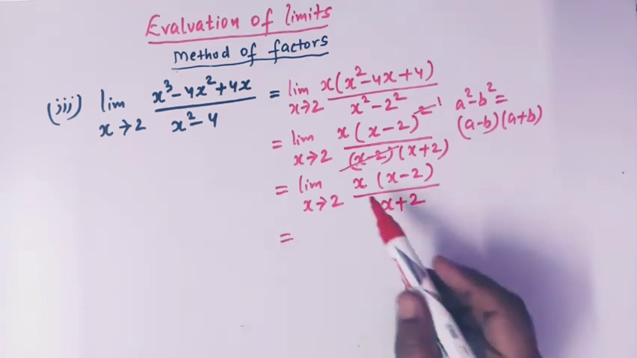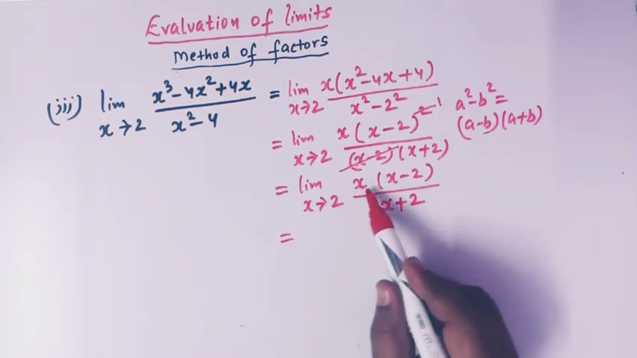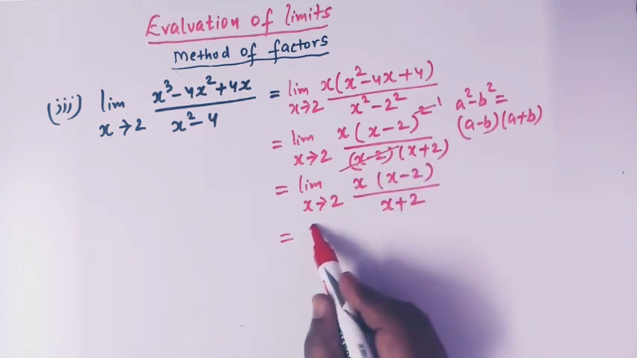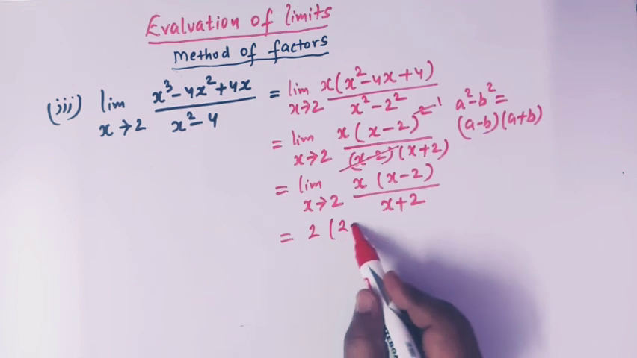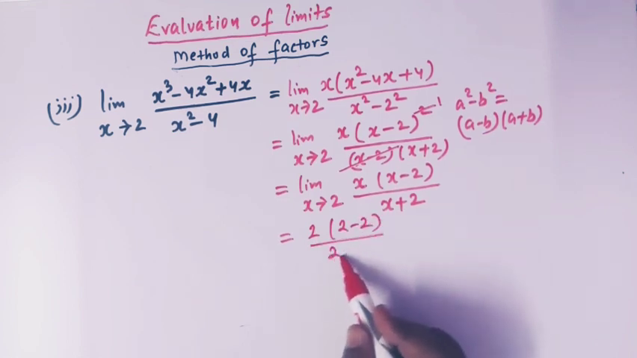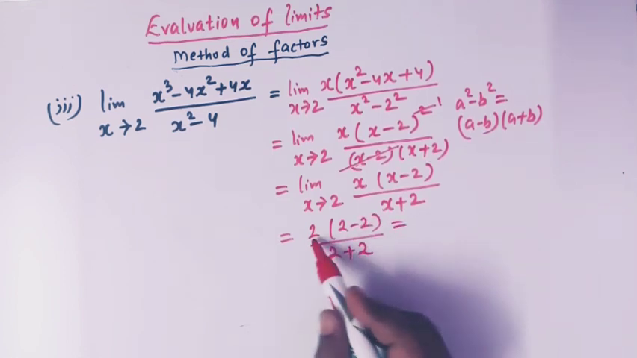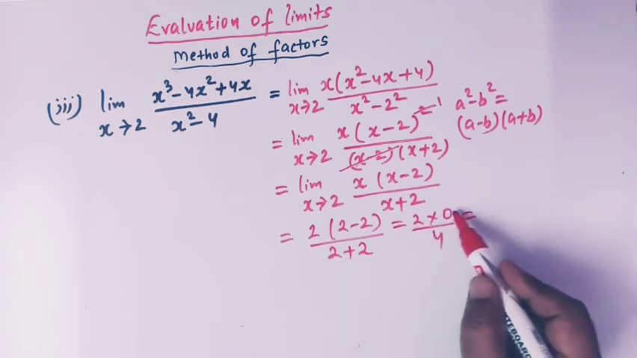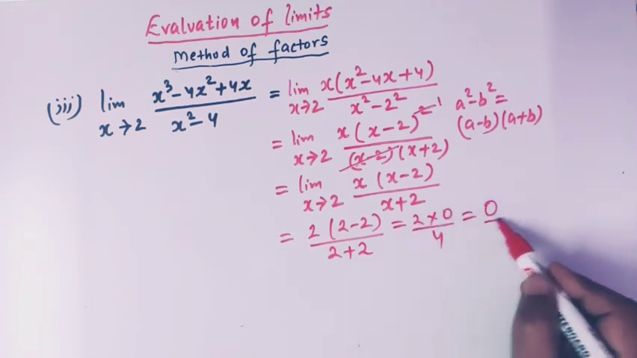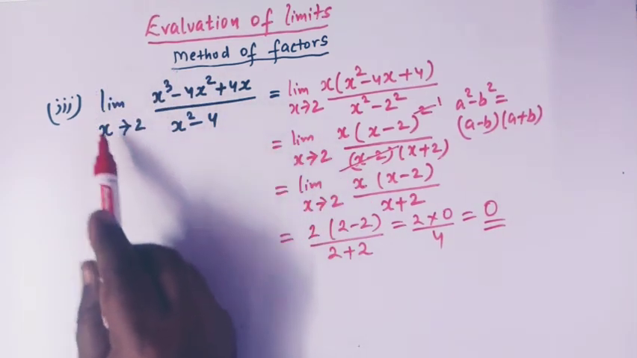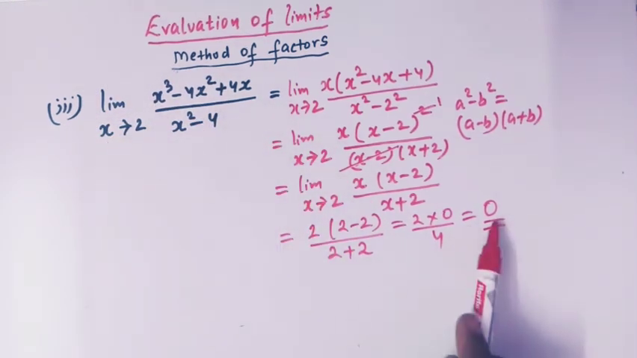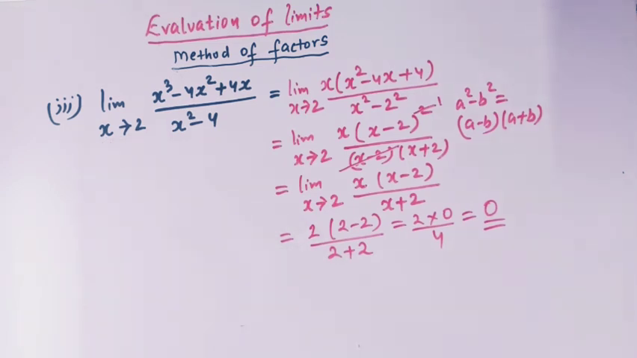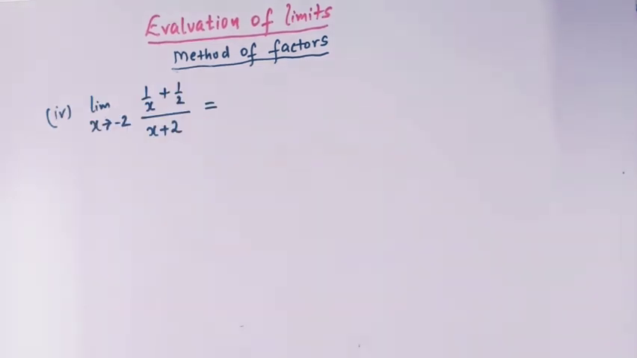Now we can substitute x equal to 2 in this expression. So we have here 2, then we have 2 minus 2 divided by 2 plus 2. So this is 2 times 0 divided by 4, and the net result is 0. So the limit of this function is 0 when x approaches 2. Now let us consider this problem.